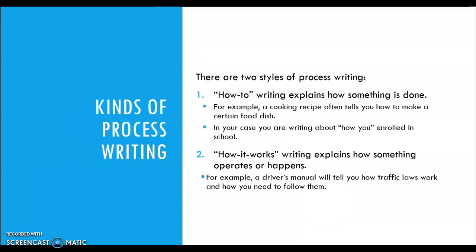All right, the kinds of process writing. So there's two styles of process writing. One is the how-to writing, right? So how-to writing explains how something is done. So for example, if you're doing a recipe, like a cooking recipe, you want to show me how to bake some cookies. That is the first kind of example, because it tells you pretty much how you make that certain food dish or how you make those cookies. Okay. In your case, you're writing about how you enrolled in school.